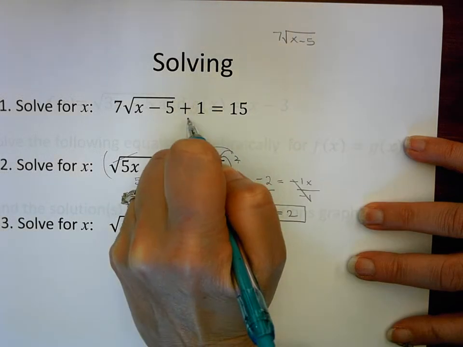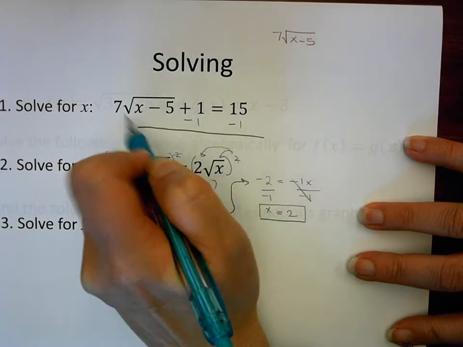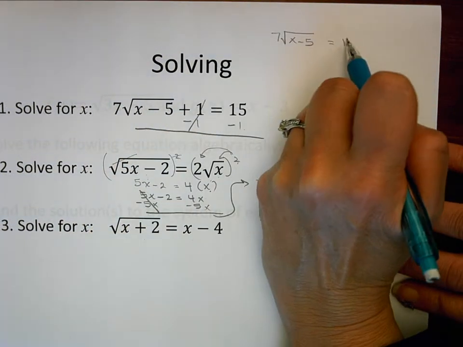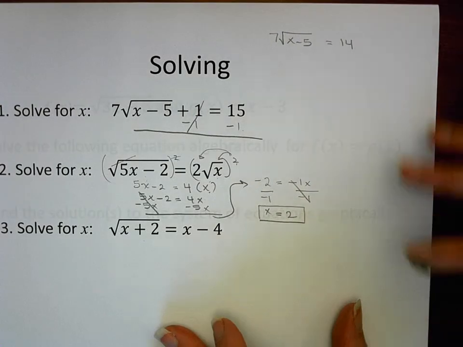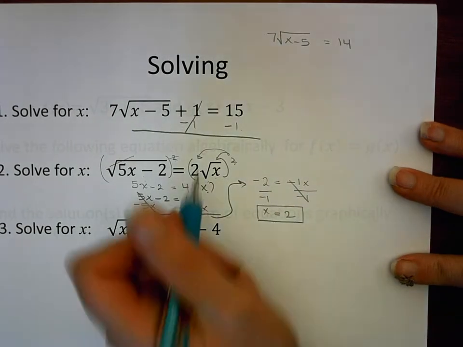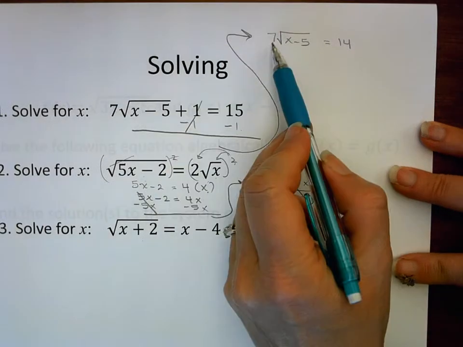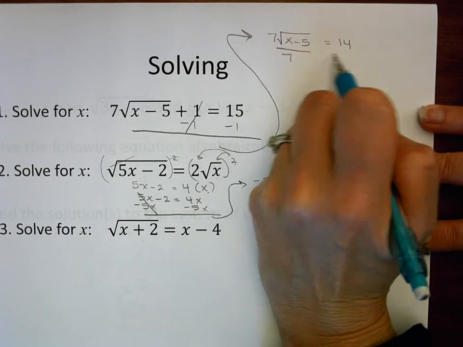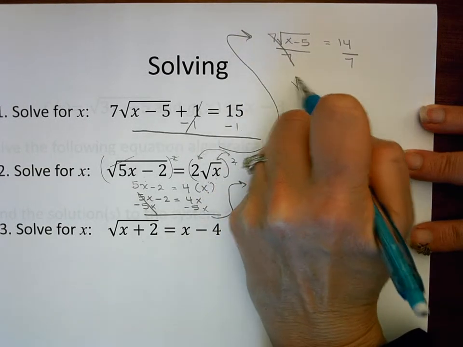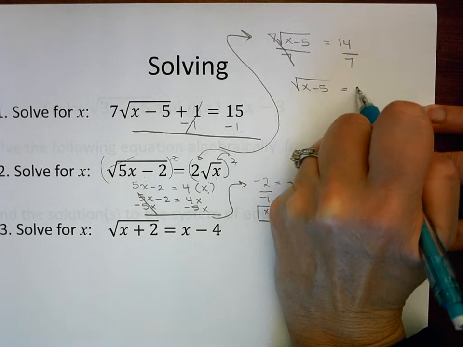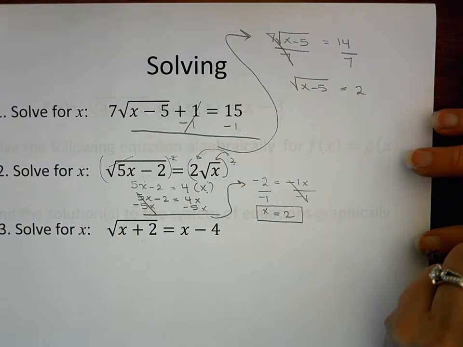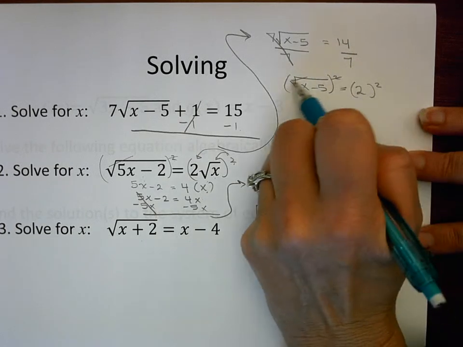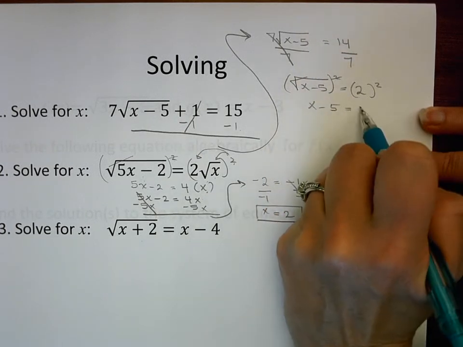So I'm going to subtract 1, though. I'm going to take advantage of this. So that cancels. And then 15 minus 1 is 14. So 2 ways I could do this is I could go ahead and square both sides, but I want to actually make the number smaller first. So to get rid of the 7, I'm going to divide by 7. And that's 2. And then now that the radical is isolated, I'm going to square both sides. And 2 squared is 4, and then add 5.